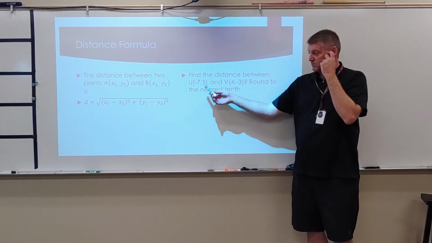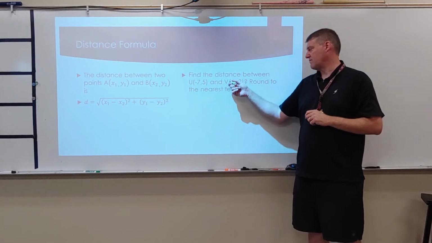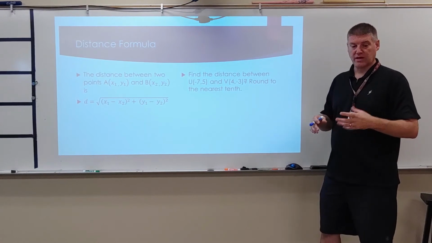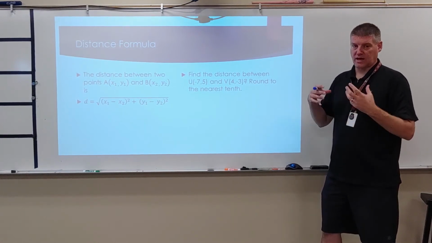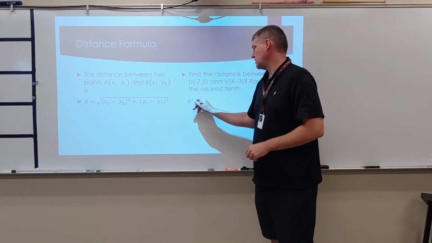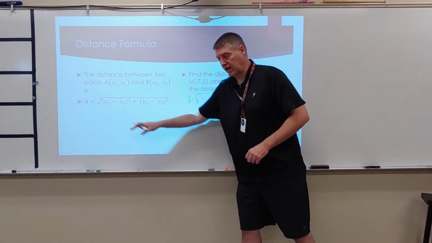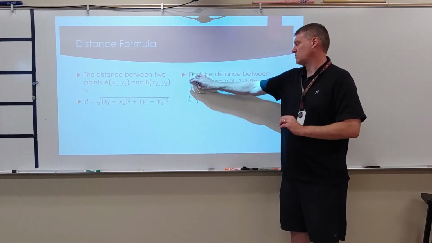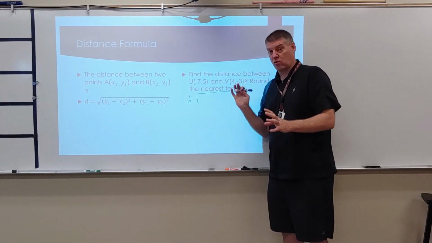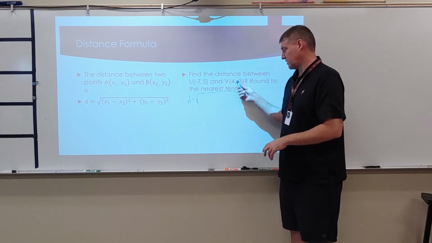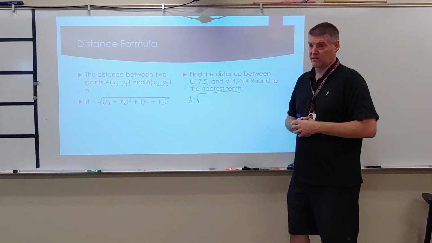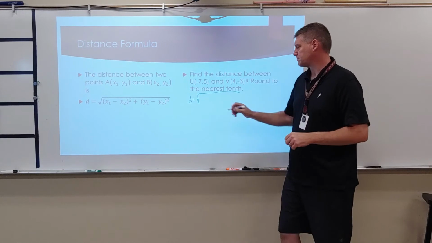So we want to find the distance between U, which is negative 7, 5, and V, 4, negative 3. We want to round to the nearest tenth, okay? So that means we're going to need to have that calculator to do that square root with. So now what I'm going to do is go D equals the square root. Here's my formula. It doesn't matter which one I pick as x1, y1. And the good thing is that if you accidentally mess up your order, the distance formula is still going to work. It's about one of the only formulas where if you mess up order, it works.